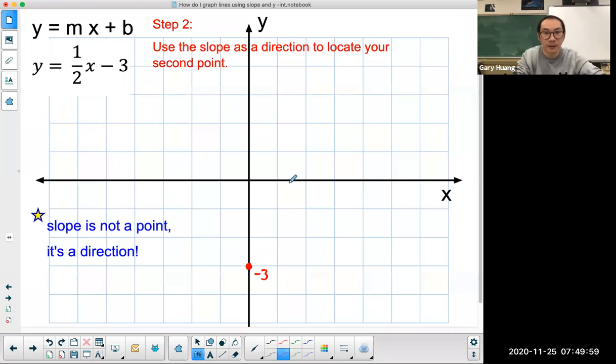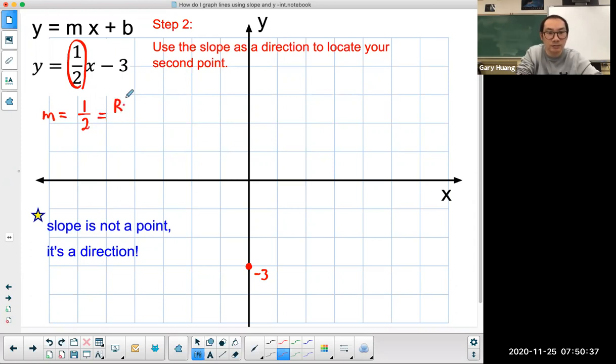Second step, we're going to now identify the slope and use the slope as a direction to locate your second point. Now, the key here, many students make this mistake. Slope is not a point. Slope is the direction. It tells you where to find your second point. So what's the slope in this case? Well, the slope is the coefficient in front of x. It's the number in front of x. What's in front of x today? Well, it's 1/2. The slope is 1/2.